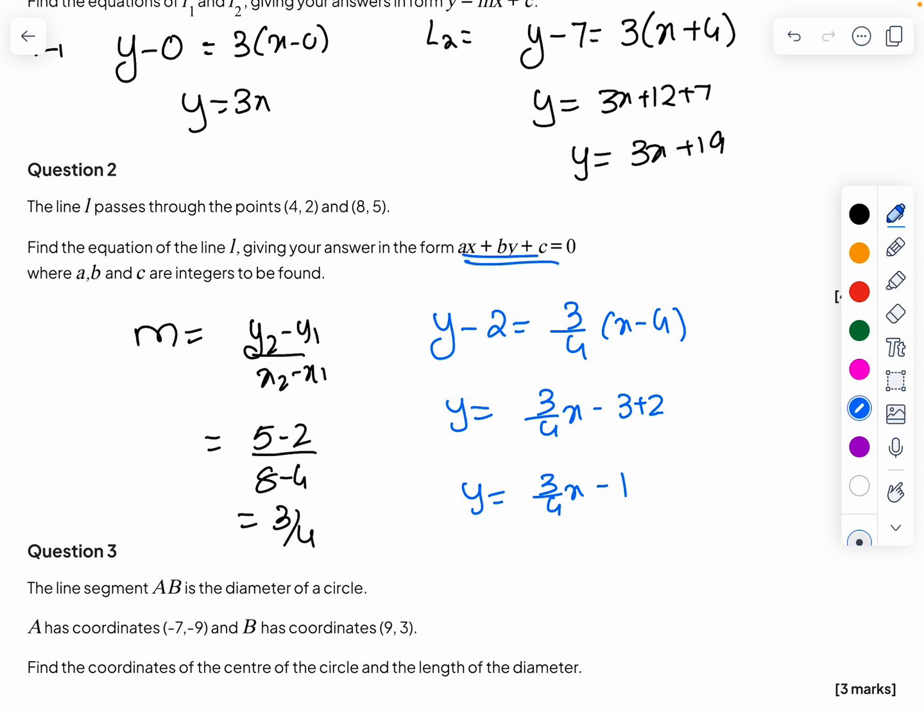But it is asking in this form. So multiplying by 4 on both sides, 4y equals 3x minus 4. 3x minus 4y minus 4 equals 0.